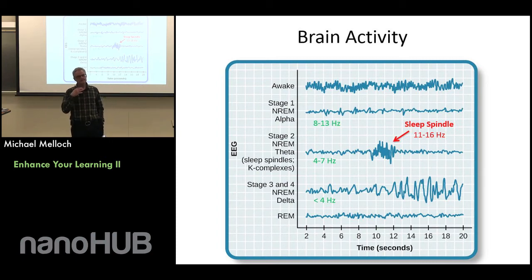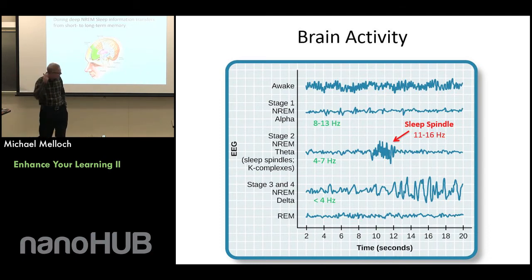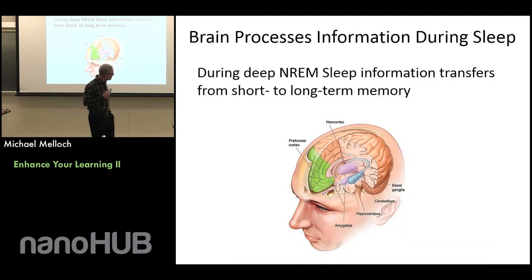It's not surprising that such complicated things going on in sleep must have a purpose, and a lot of that purpose is in learning. The first one is that during deep non-REM sleep, information you've picked up during the day that's in your hippocampus gets transferred to the neocortex.